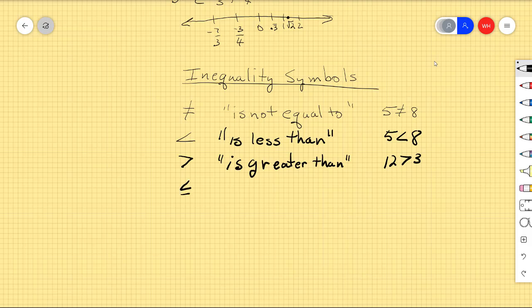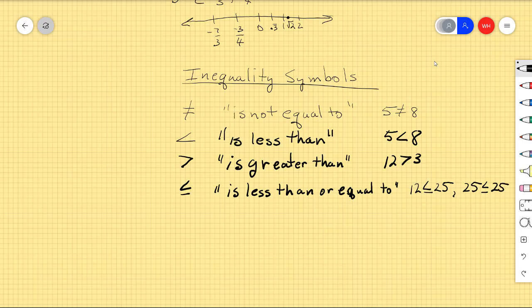Now let's throw an equal sign in there. Is less than or equal to. And for this, I want to show 2 examples because there are 2 ways that you could make a true statement. 12 is less than or equal to 25 is a true statement, and 25 is less than or equal to 25 is also a true statement.